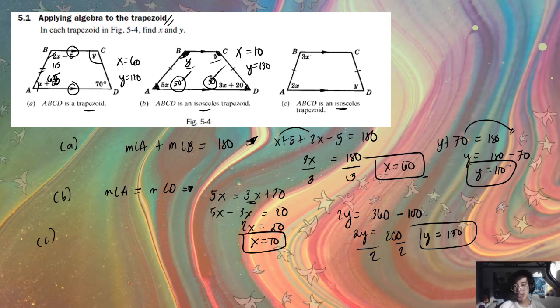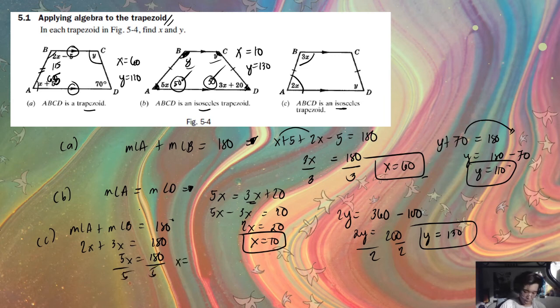So what we can do is add the two adjacent angles that we have here, so that the measurement of angle A plus the measurement of angle B is equal to 180 degrees, and that should give us 2x plus 3x is equal to 180. 5x is equal to 180, dividing both sides by 5. Therefore, the value of x for letter C is 180 divided by 5, which is 36. So therefore x is equal to 36.